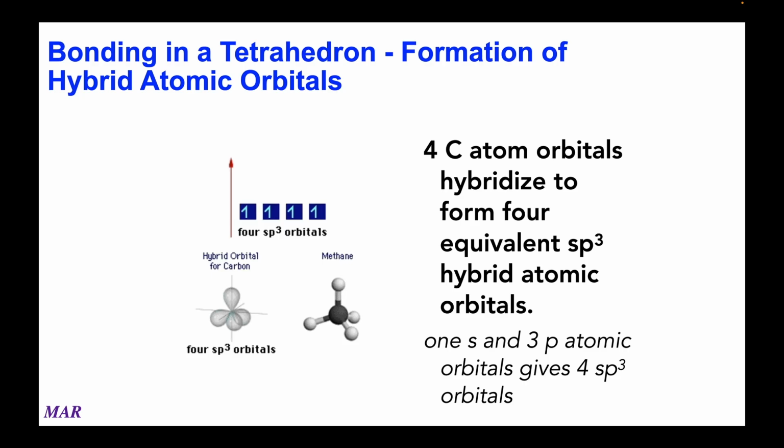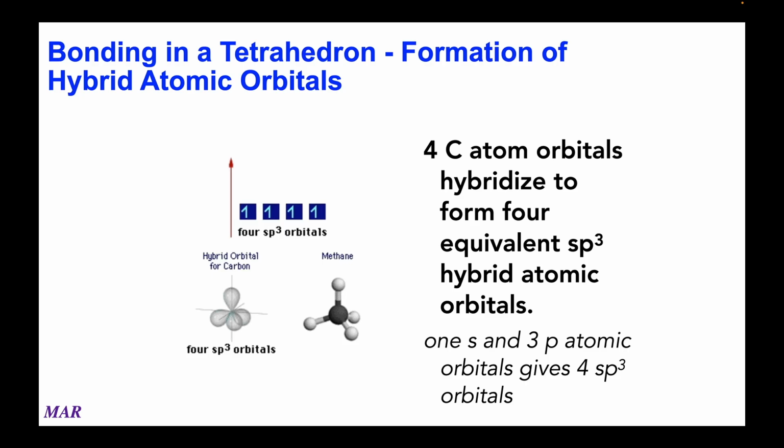So I like this video a lot. It shows how you take the 2s orbital on carbon and the 3 2p orbitals on carbon, and you hybridize them. And again, hybridization just means you're mixing them. And I also like how it showed the 2s orbital going up in energy and the 3 2p orbitals coming down in energy. And at the end, they were all the same energy level.